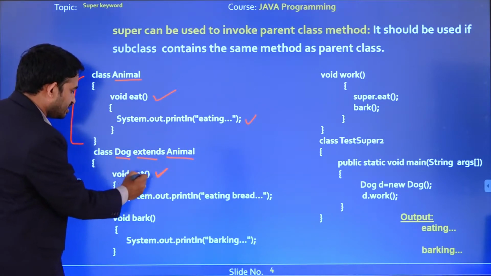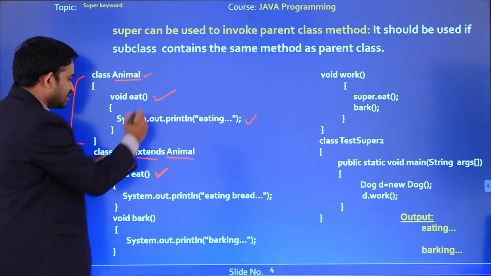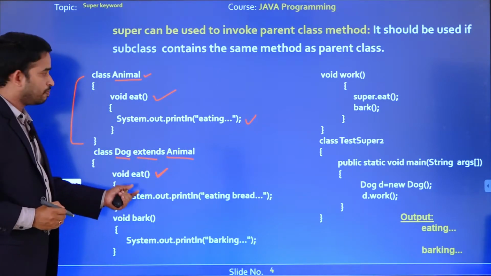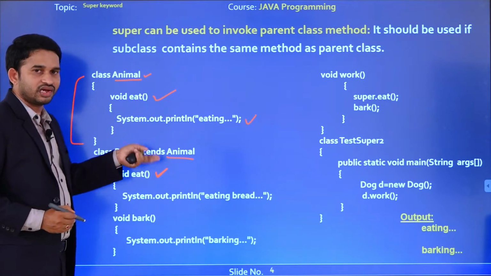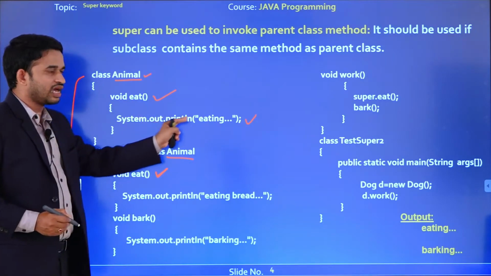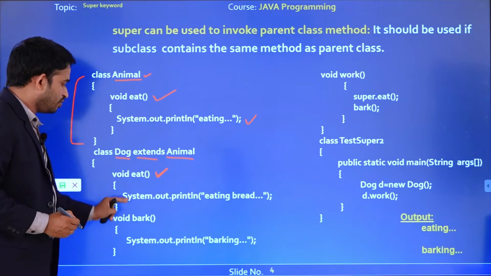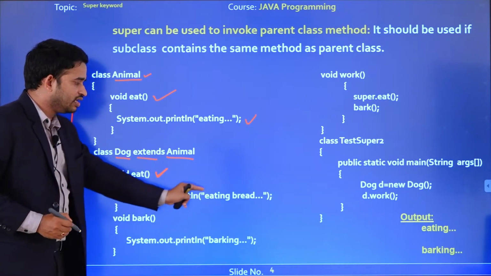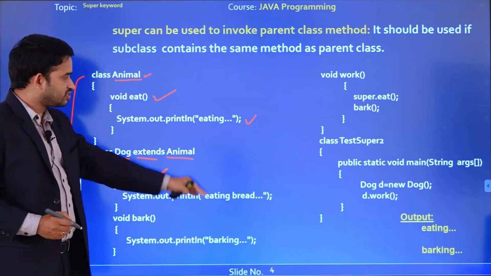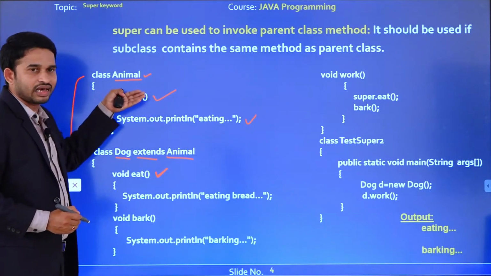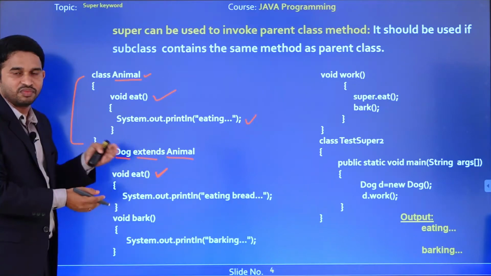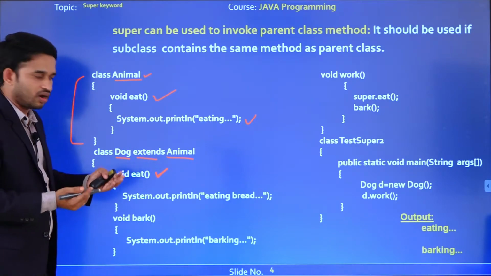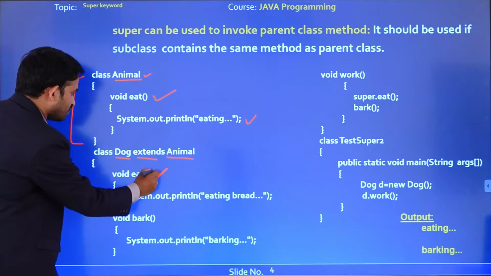Here void eat is already declared in the Animal class. The same method I declared here also, but the content is different, meaning the implementation of those methods is different. Here System.out.println, I am printing eating. Here I am going to print what? System.out.println eating what breed. So this is different content compared to the previous class method. The implementation of both methods is different, but the name of both methods is the same. Okay, this is the method void eat.